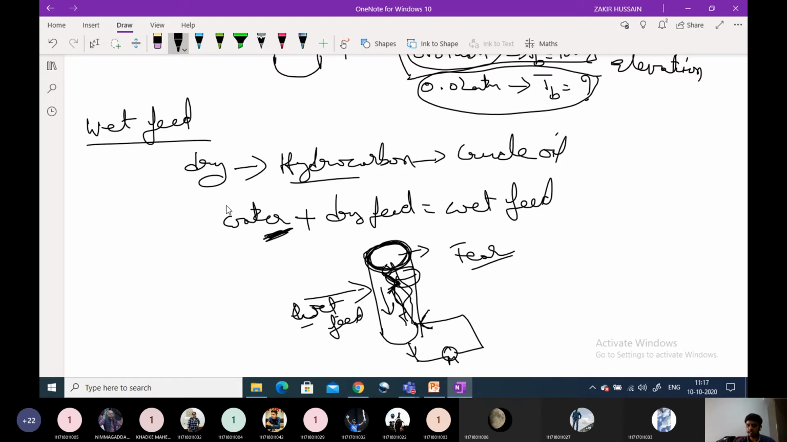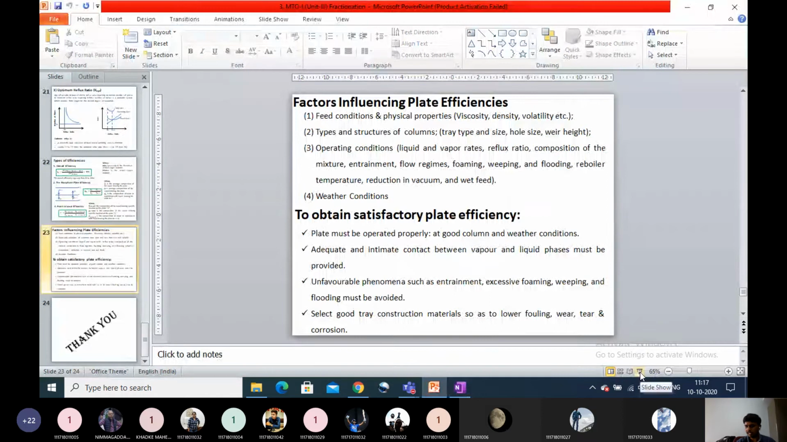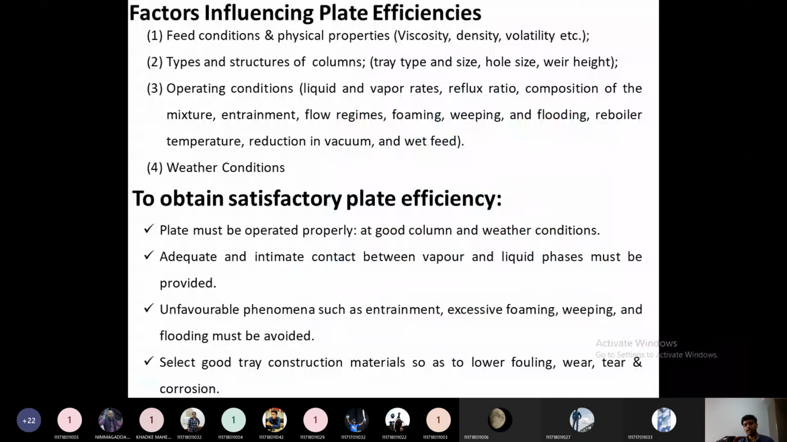So wet feed is also a necessary condition to check. We should ensure that whatever feed we are giving is very little contaminated, it should not be contaminated. So these were the factors affecting the distillation column. Then after this, how to obtain satisfactory plate efficiencies. What have we already defined now?